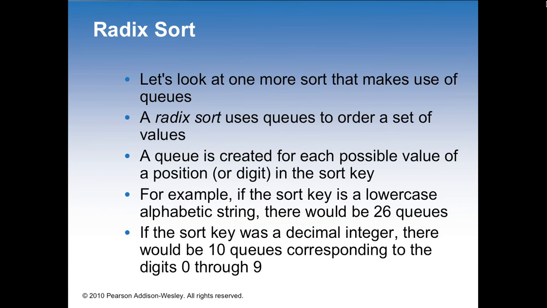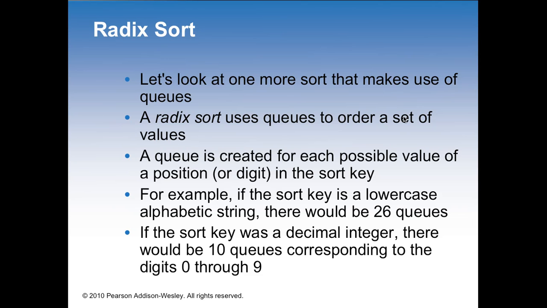Radix Sort. So now let's look at one more sort that makes use of queues. A Radix Sort uses queues to order a set of values. A queue is created for each one of the possible values of a position or digit in a sort key. So we have a queue that's created for the key comparison.